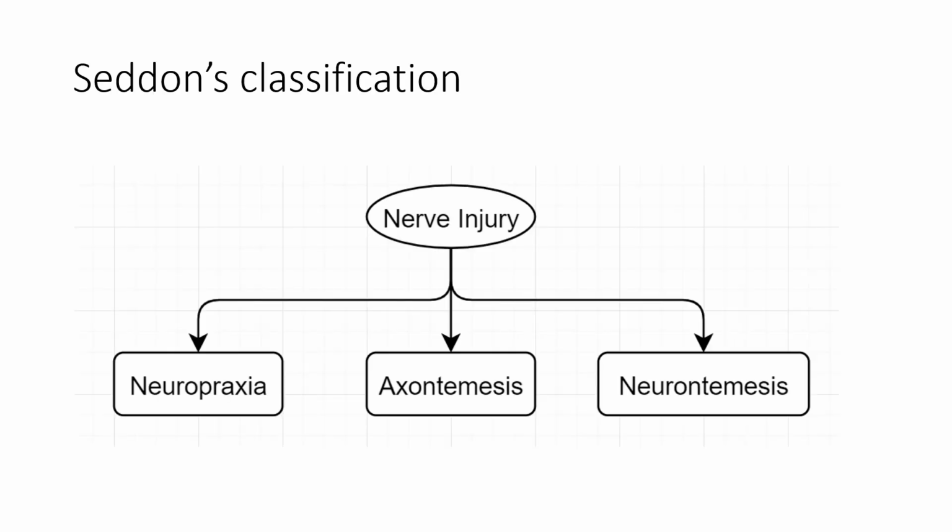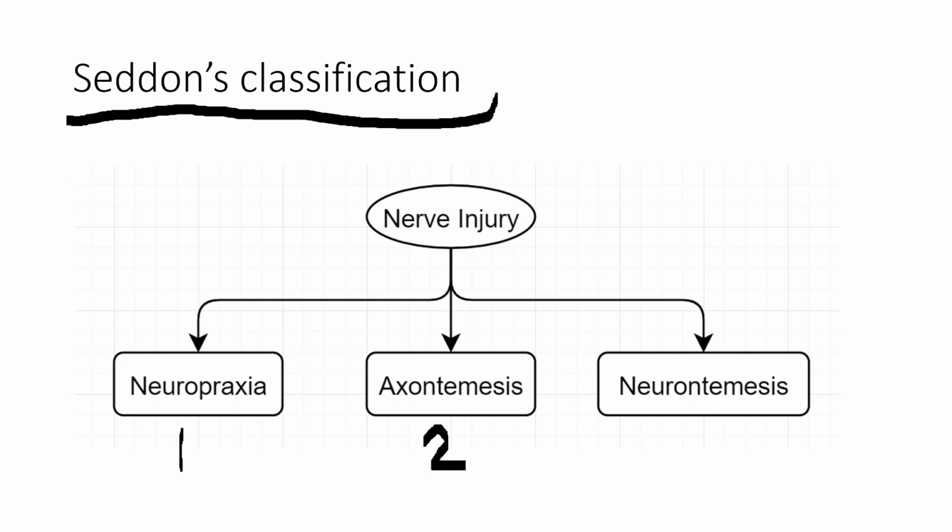Actually, nerve injury is a very vast topic which must have been covered in your previous lectures. I'm just going to cover the management part. For understanding the management or treatment of a nerve injury, we need to know about the classification. There is a very simple classification given by Seddon. He divided nerve injury into three types: first is neuropraxia, second is axonotmesis, and third is neurotmesis.